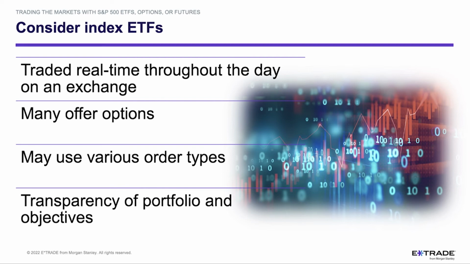And then, as with a mutual fund, ETFs give you the transparency of portfolio and objectives. But that's important to know. If you're going to be trading an ETF, you should know what the objective of that ETF is. What does the portfolio consist of? What are the top holdings and what is the percentage of each of those assets in the top holdings? These are all transparent to you as a trader, and it's important that you take a look at that before you invest or trade in an ETF. That information is available for you through E-Trade. We try to make that as easy for you as possible to know what you're working with.